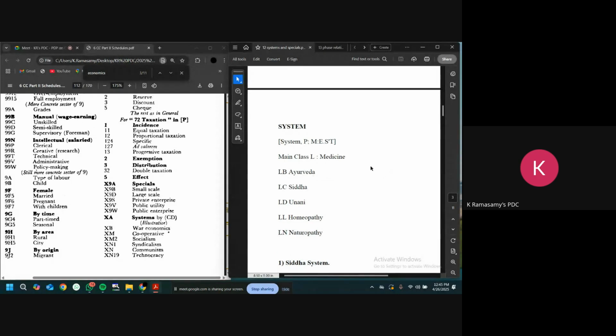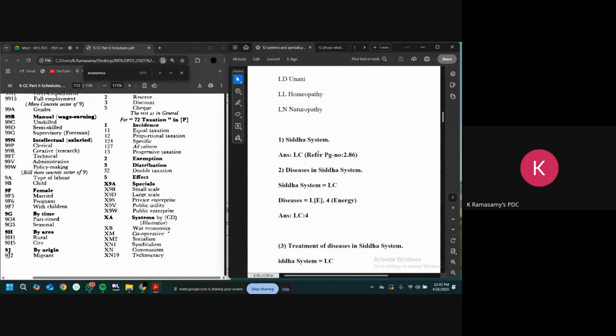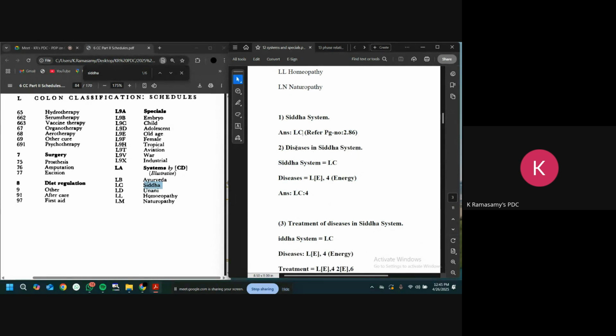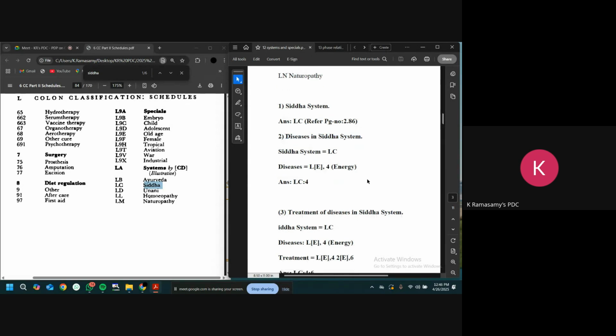For example, Siddha system. What is the number for Siddha? I don't know. Let me try Siddha. It says Siddha means LC. L is the main class. LC is a chronological device number for the Siddha system. Okay, fine. Then comes diseases in Siddha system. The number for Siddha is LC. The number for disease we know is colon 4. So LC colon 4. No problem.